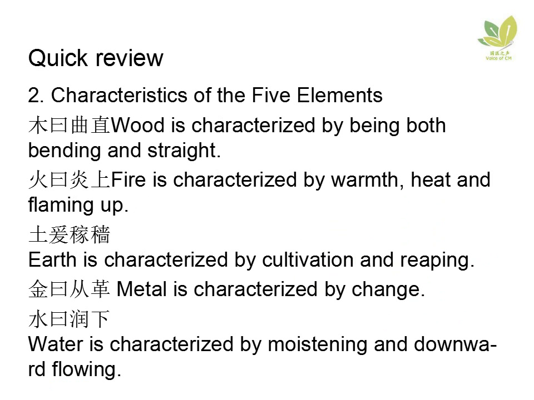And then we also talked about the characteristics of the five elements, right? So we talked about the characteristics of wood, fire, earth, metal, and water. 木曰曲直, wood is characterized by being both bending and straight. 火曰炎上, fire is characterized by warmth, heat, and flaming up. 土爰稼穑, Earth is characterized by cultivation and reaping. 金曰从革, Metal is characterized by change. 水曰润下, Water is characterized by moistening and downward flowing.